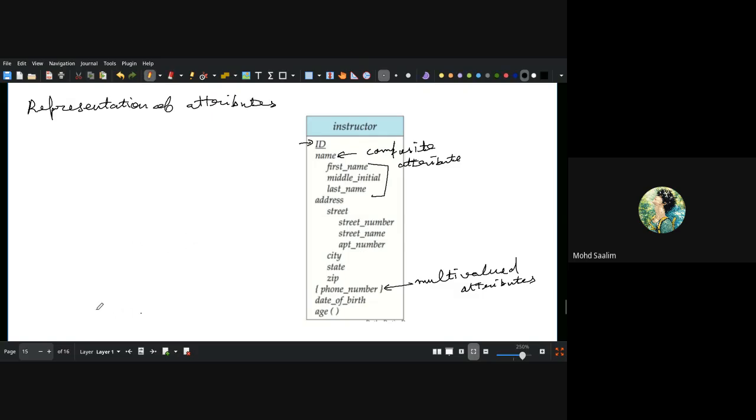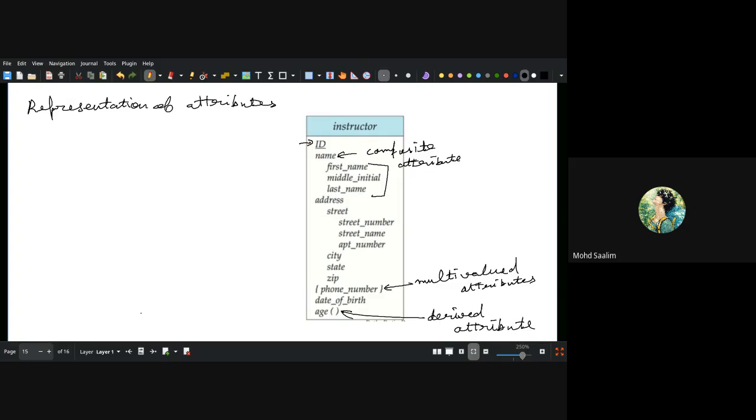Okay. Date of birth, simple attribute. What is the meaning of age? It has these parentheses just like a function. So this type of indication always says that it is a derived attribute. Got it? After seeing the ER diagram, can you distinguish which attribute is simple, which attribute is composite, which is multi-valued, which is derived? Great.